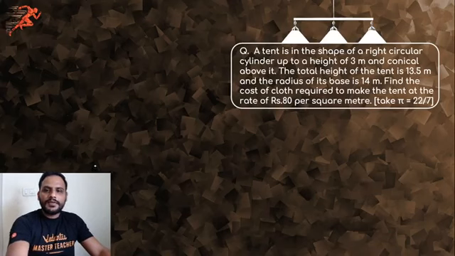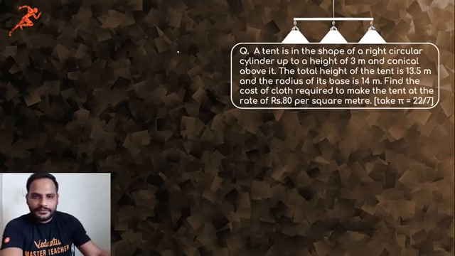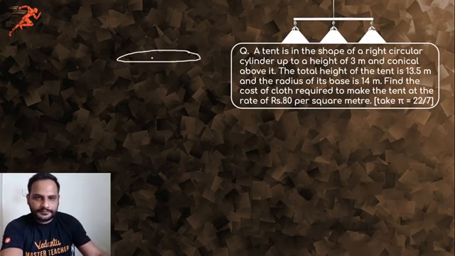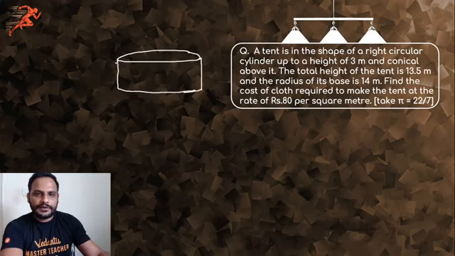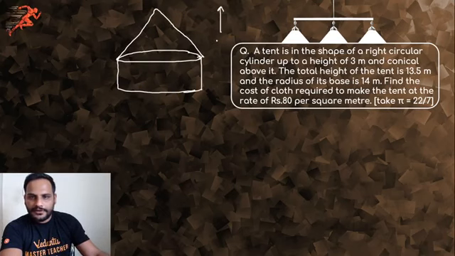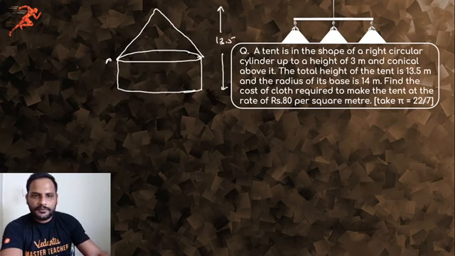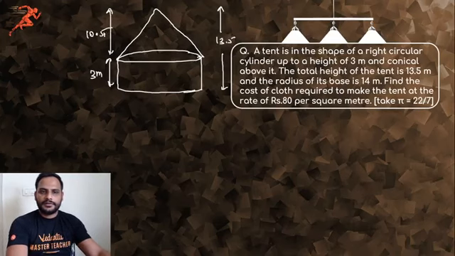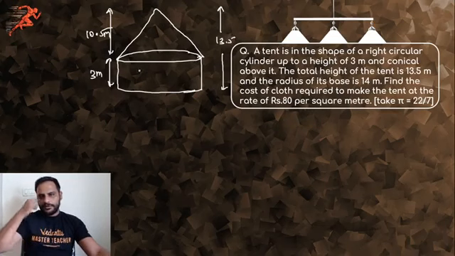See, we have a tent which is a cylinder up to some height, like this. And above the cylinder it is conical. The total height of this tent they have given us is 13.5 meter. It is cylinder up to a height of 3 meters. So obviously the remaining height will be the height of the cone. So height of the cone will be 13.5 minus 3, which is 10.5 meters. So we have got the height of the cone as 10.5 meters.